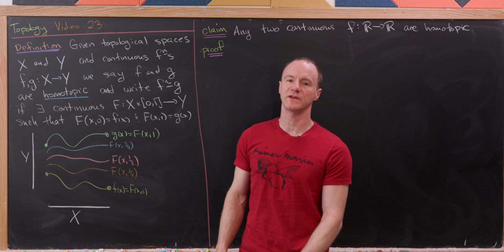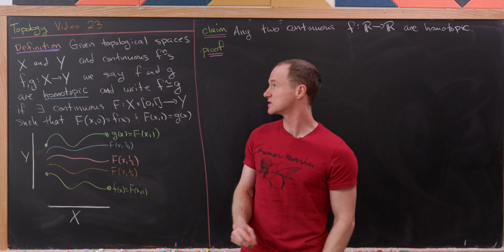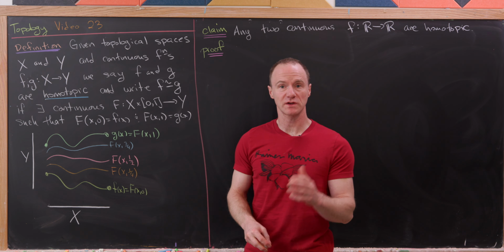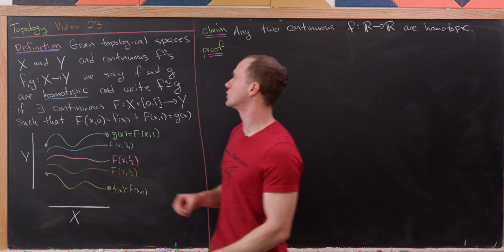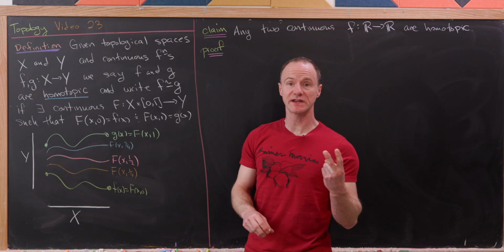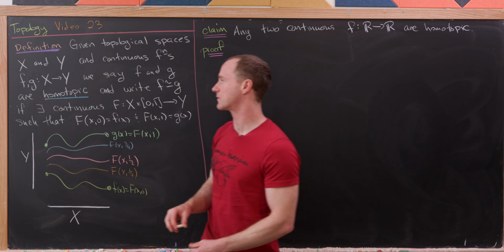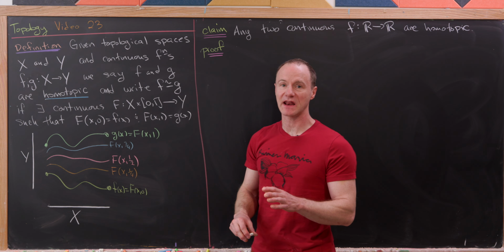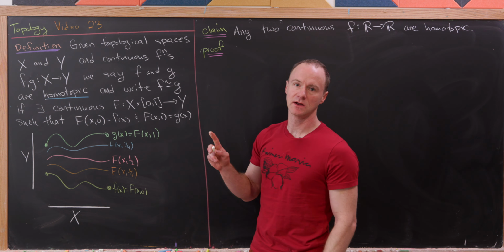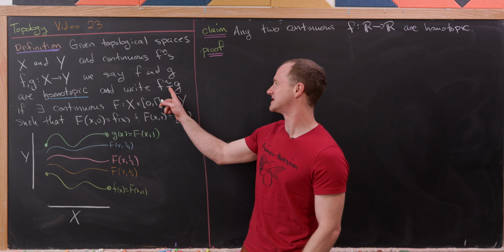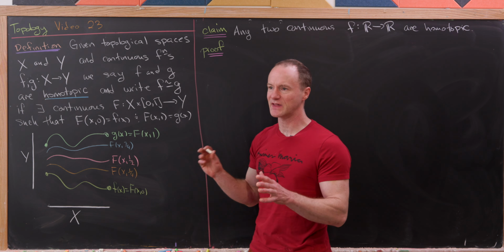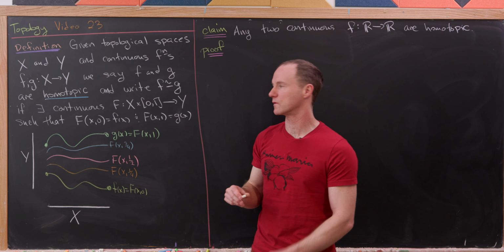This is the 23rd video in our series on topology, and today we're going to talk about homotopies and homotopic maps. So let's jump right into a definition. Given topological spaces X and Y, and two continuous functions f and g which go from X to Y, we say that f and g are homotopic, and we write this symbol right here. It's important to realize that there's a squiggly line and a single straight line, so that's different than the symbol for homeomorphism.